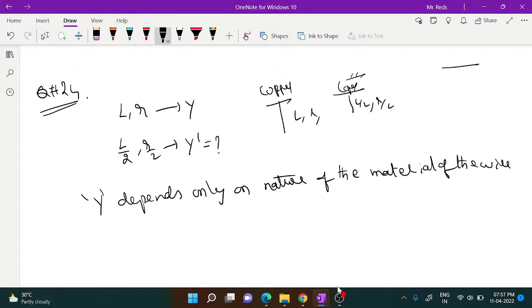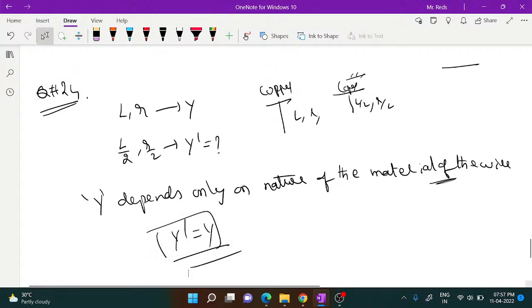Modulus depends only on the nature of the material. With respect to this, it will be the same only. Y dash is equal to Y only. Right. Next, 12.